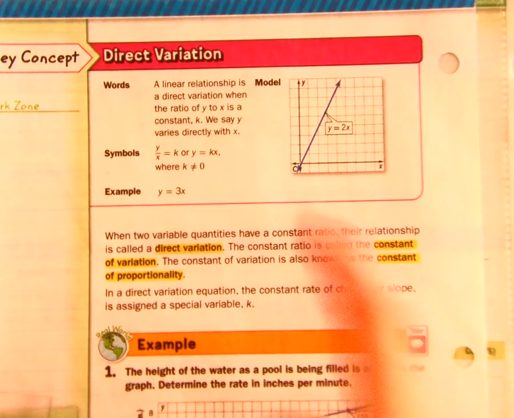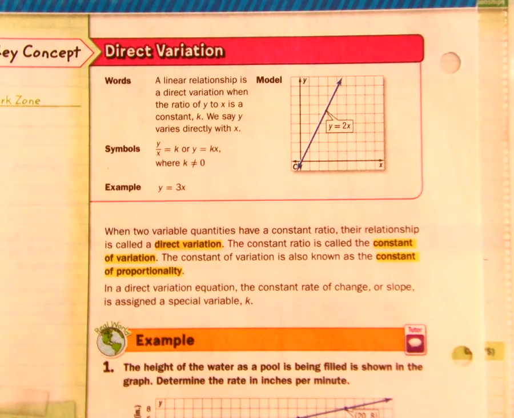Direct variation is a linear relationship. It is a direct variation when the ratio of y to x is a constant k. We say y varies directly with x. To represent it mathematically, we take y over x, and that's going to equal our k, our constant. What are we changing by? That's the same thing as y equals k times x, where y or k can never be 0.